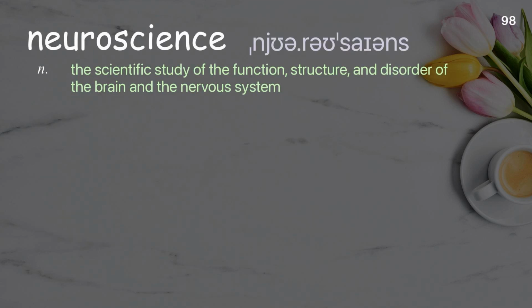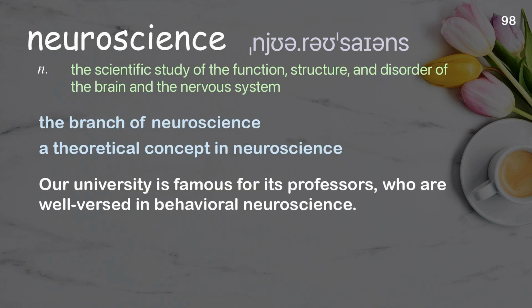Neuroscience. The scientific study of the function, structure, and disorder of the brain and the nervous system. Examples: The branch of neuroscience. A theoretical concept in neuroscience. Our university is famous for its professors, who are well versed in behavioral neuroscience.